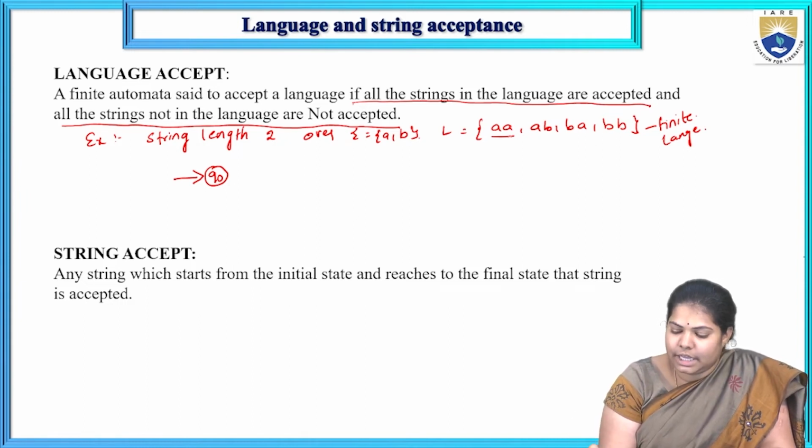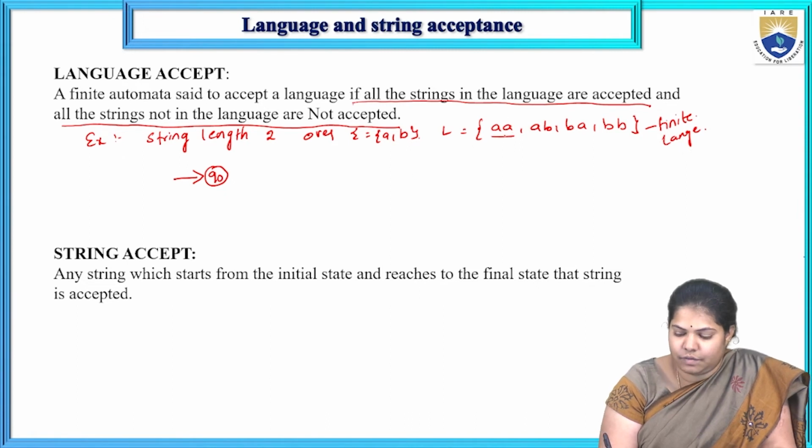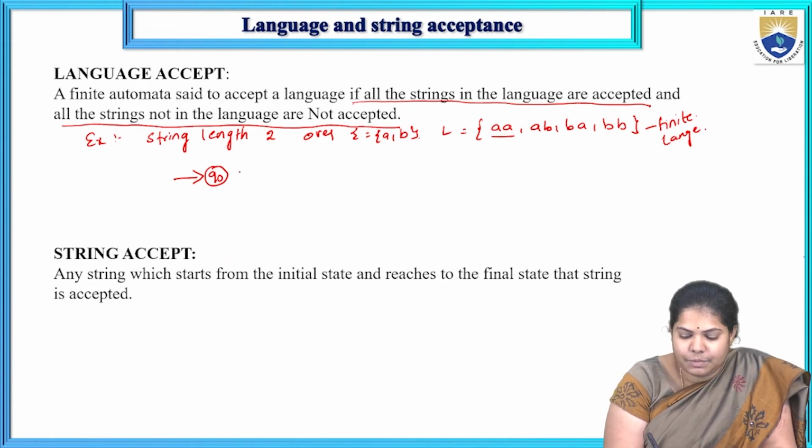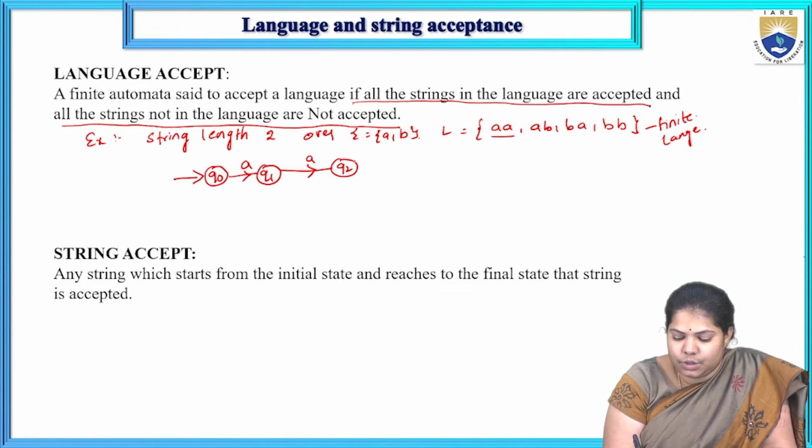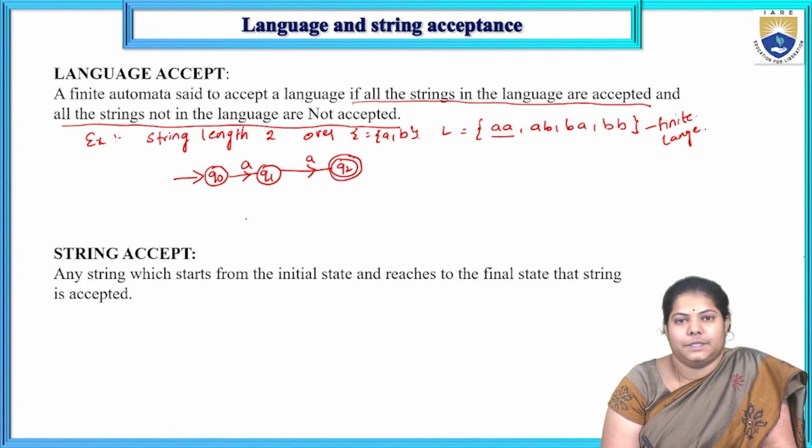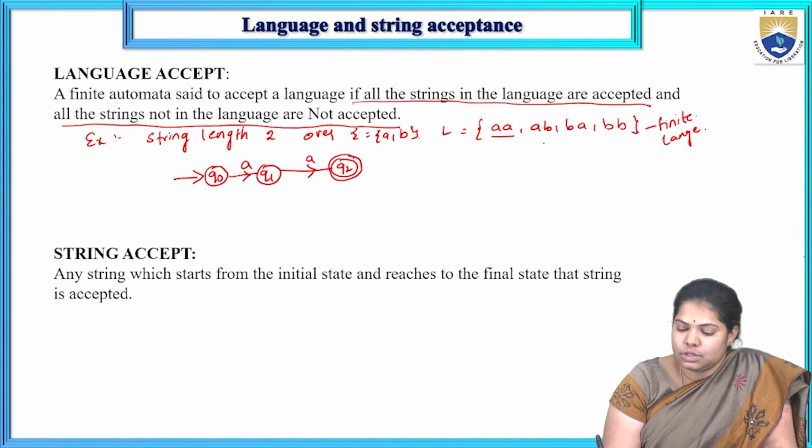If I take any of the strings, in a finite language I need to take the maximum length string. But here, whatever strings I have are only of length 2. So I can take any of the strings. If I take the string aa, Q0 on a reaches Q1, and Q1 on a reaches the state Q2 as a final state. I also need to accept ab, ba and bb.